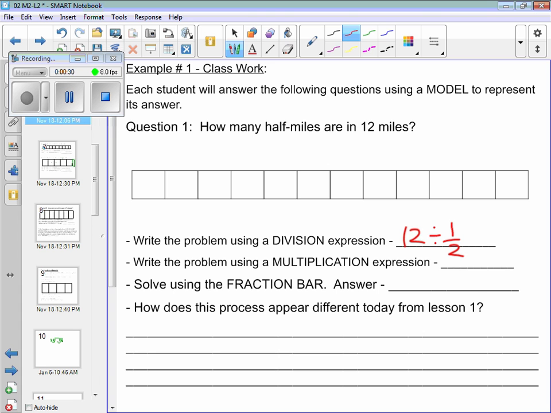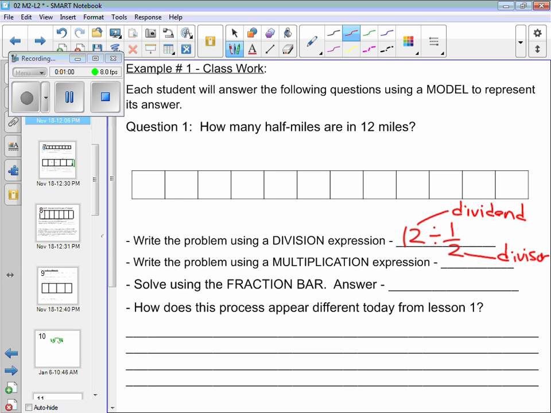And this is different from lesson 1, because in lesson 1, the fraction appeared first, divided by the whole number. Here, our number 12 is being represented by the dividend, and our fraction is our divisor. In lesson 1, it was the other way around. So we kind of have to think here. It's asking us how many half miles are in 12 miles.